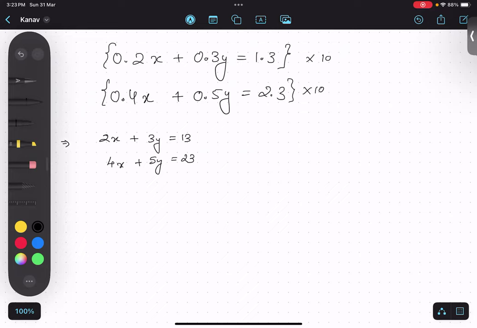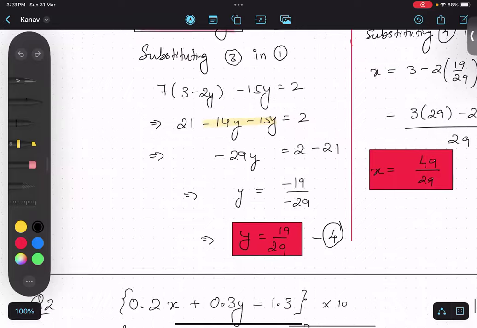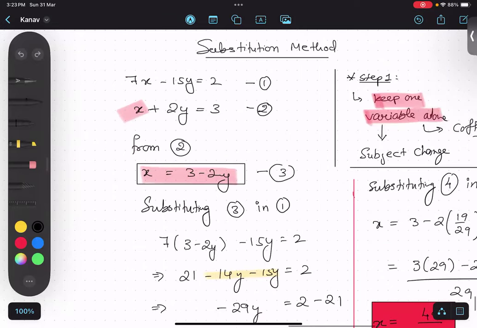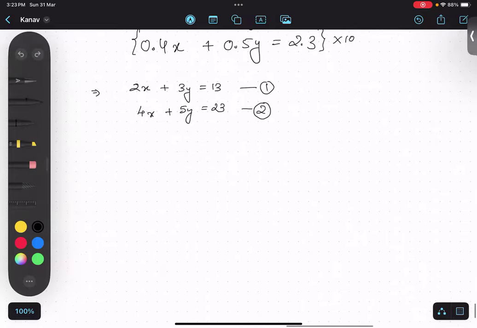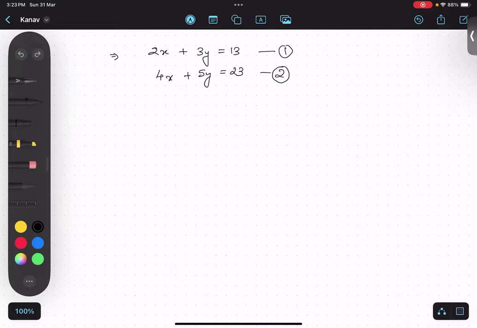Yes. Now, this is my first equation. This is my second equation. Now, as you can see, x has 2, this x has 4. This y has 3, this is 5. So now I can pick and choose anyone. There is no favorite. In the last question, x was already alone, so I picked that equation. But right now, I'm just going to take any equation.